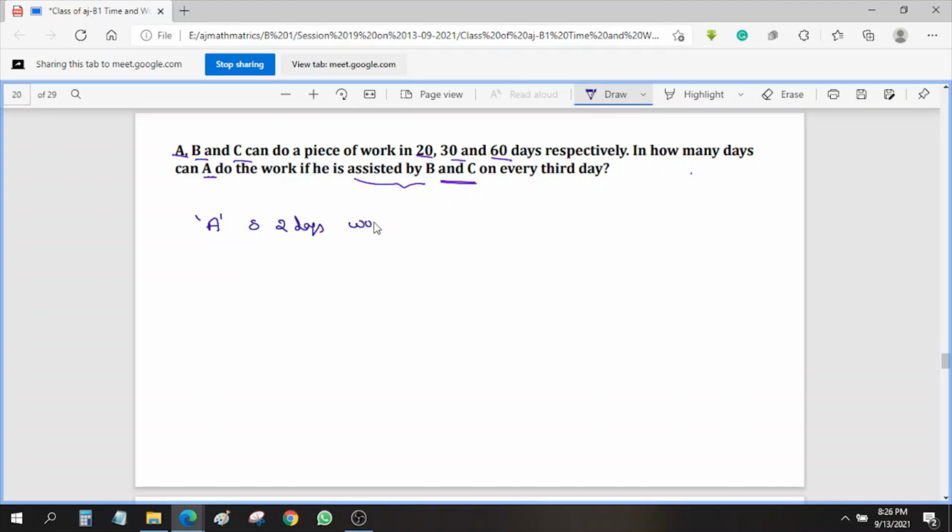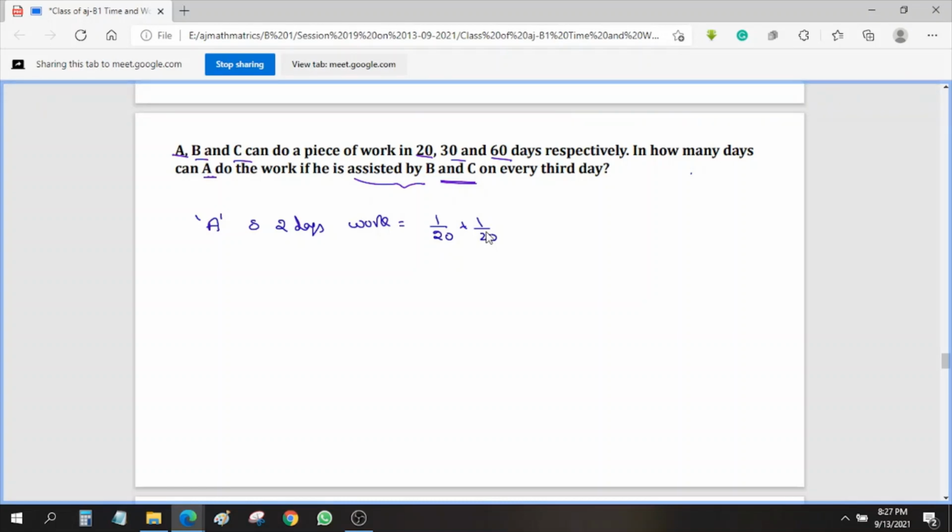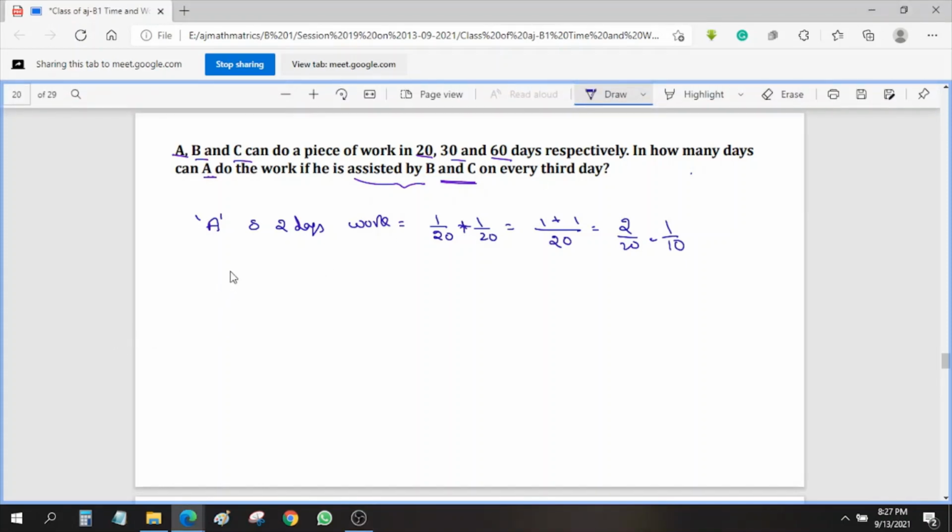The 2 days' work of A is what? 1 by 20 plus 1 by 20. This is 1 day's work of A each. So which is 2 by 20. Sorry, 2 by 40? 1 by 20 plus 1 by 20, this is 2 days' work. So 2 days' work is what? 2 by 20, which is 1 by 10. Hmm, I am getting 1 by 20 again. That is the 2 days' work of A.